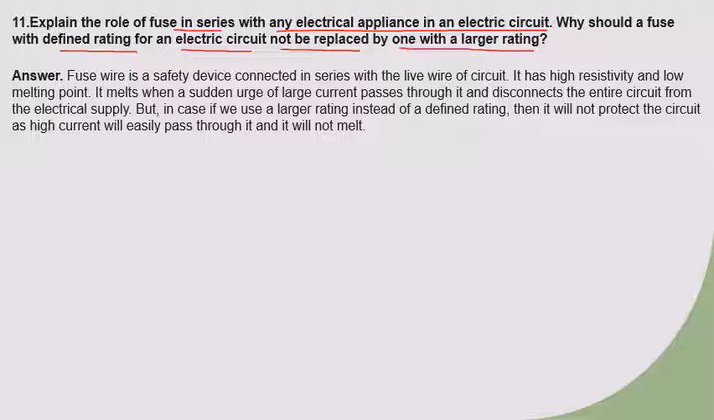Now, the fuse wire is a safety device, so it should always be connected with the live wire, and that too in series. It has high resistance but a low melting point. It melts when a sudden surge of large current passes through it and disconnects the entire circuit from the electrical supply. But if we use a larger rating instead of the defined rating, what will happen? It won't be able to protect my circuit.